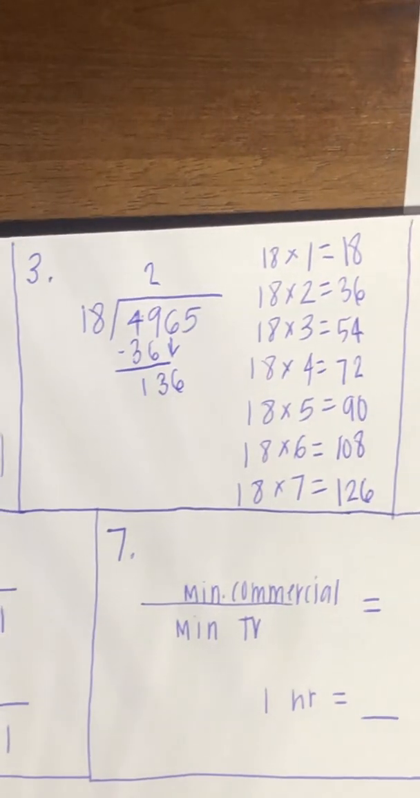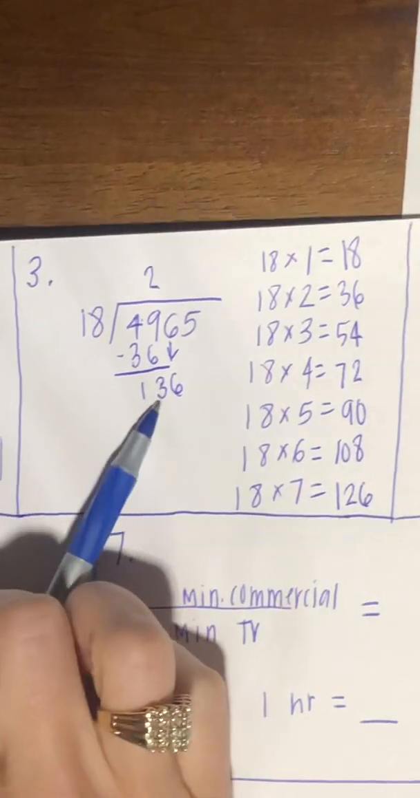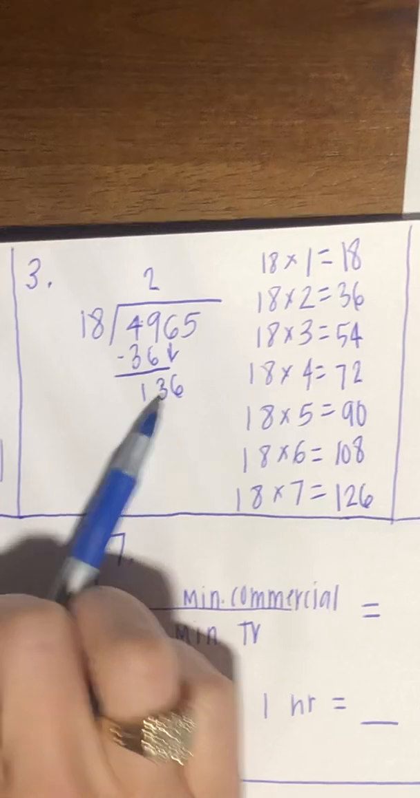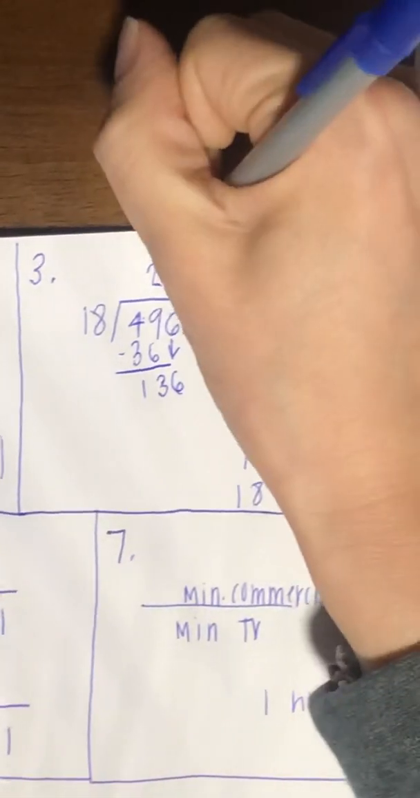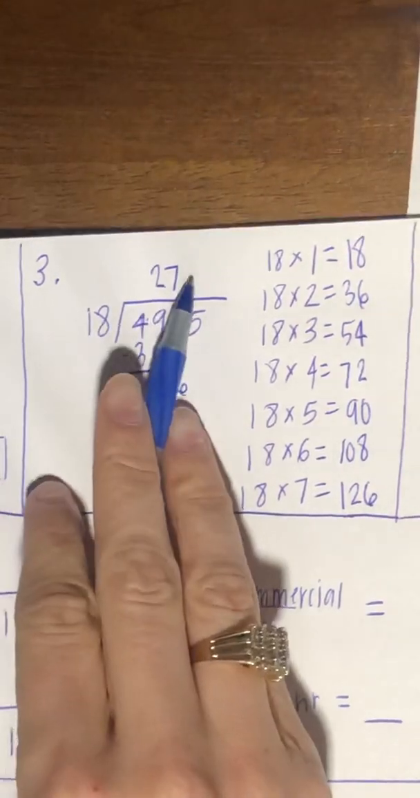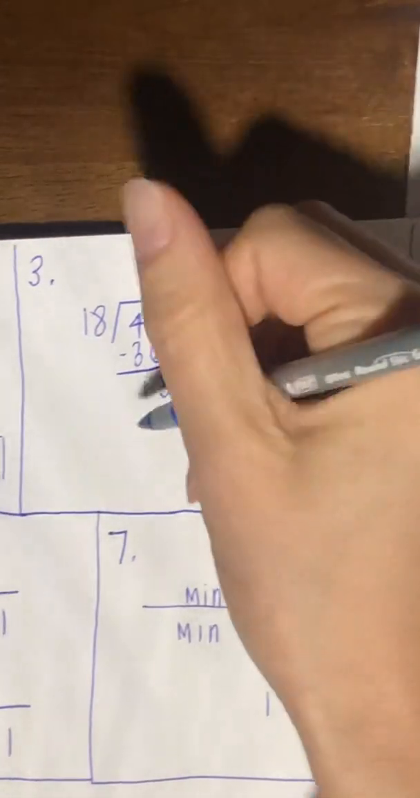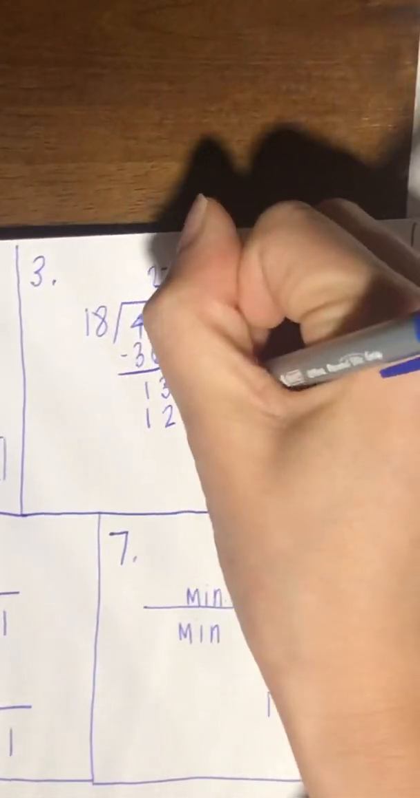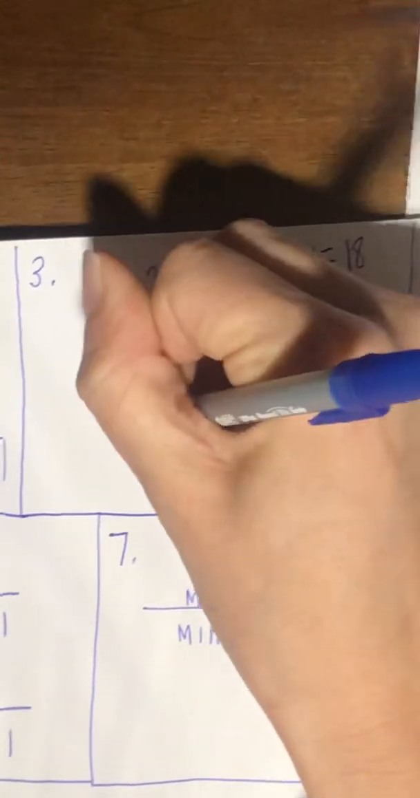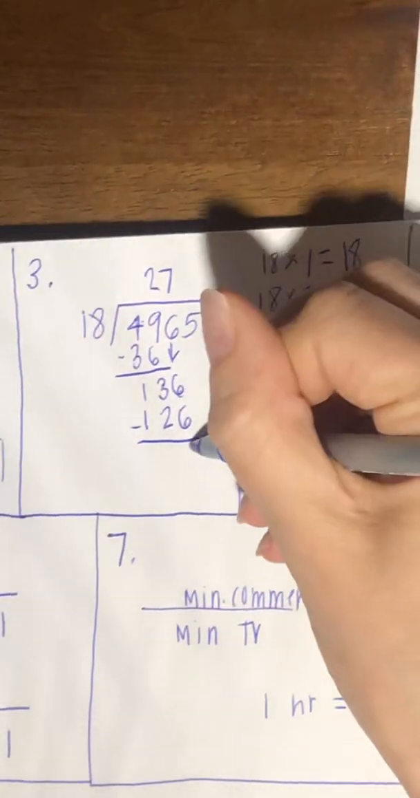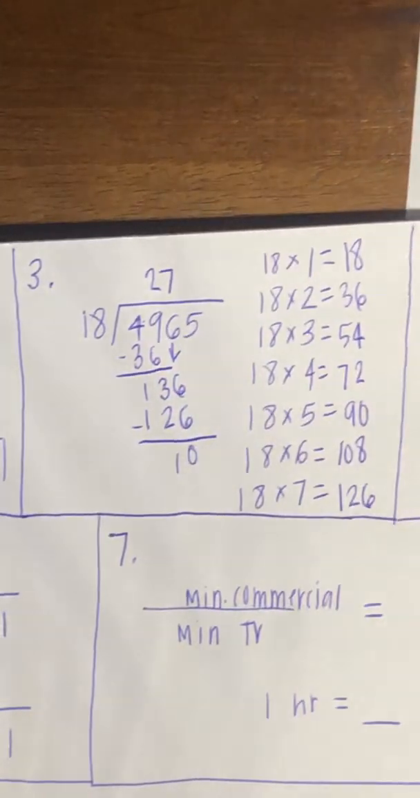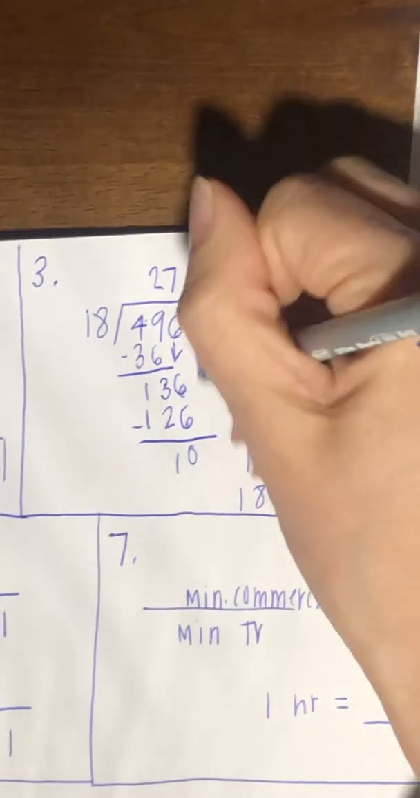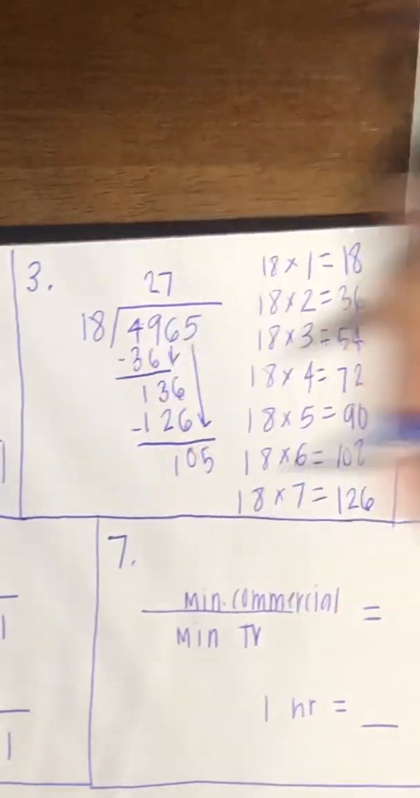And then I ask myself, how many times does 18 go into 136? I already did the math. The answer is 7. So 7 times 18 is 126. Now I subtract. 6 minus 6 is 0. 3 minus 2 is 1. 1 minus 1 is 0. And then I bring down my 5.